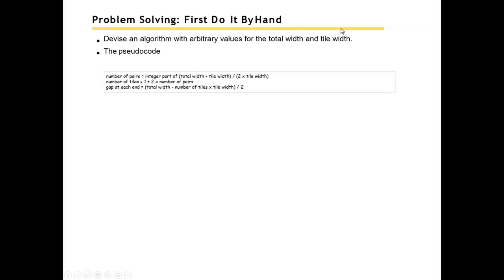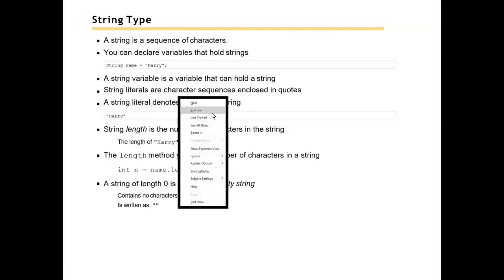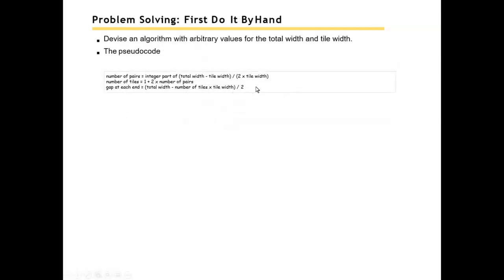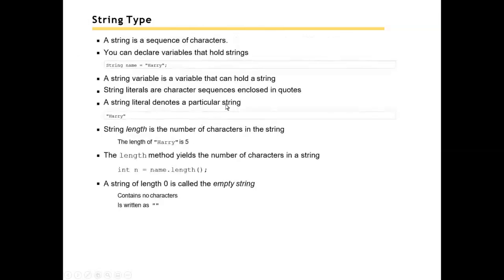So now building an algorithm, here's some pseudocode. Basically, the integer part of the total width minus tile width. Number of tiles, 1 plus 2 times the number of pairs. And the gap at each end. So basically, we took a problem, we ran it through and built an algorithm that we could solve, and then we built a small program to do it for us.